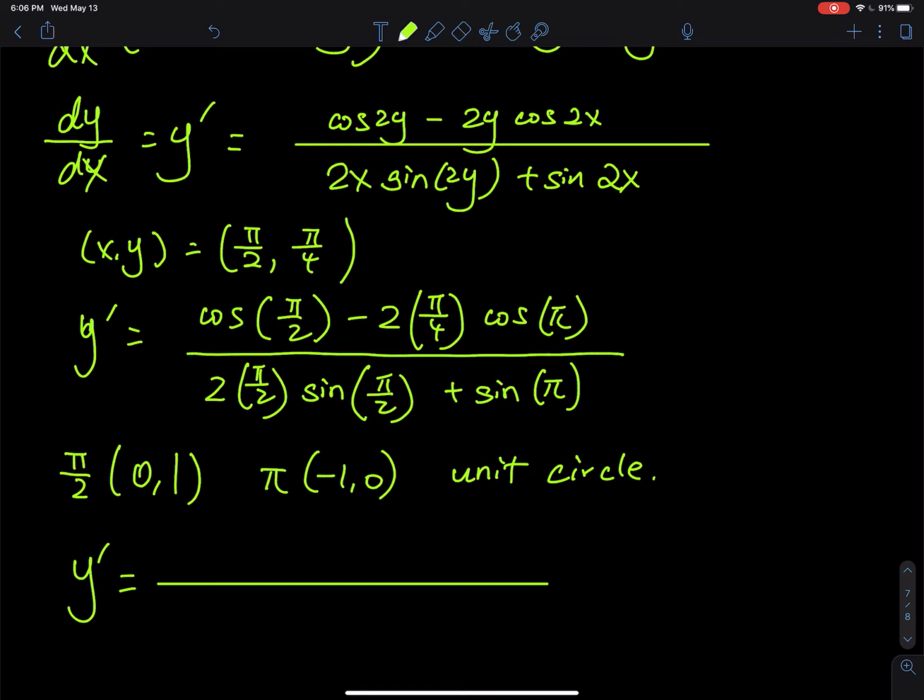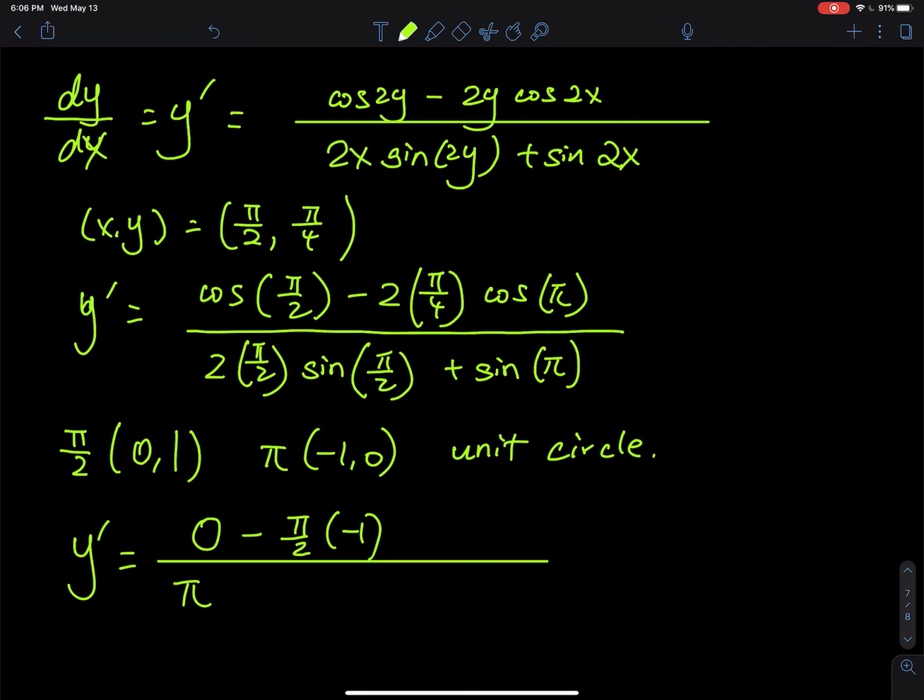Cosine refers to x, so we have a 0, minus 2 times pi over 4, which is pi over 2, and then cosine pi, which refers to x, so that is multiplied by negative 1, and then divided by pi, sine refers to y, so pi times 1, and then plus pi times y, which is 0. So overall, what do we have? We have pi over 2 divided by pi, which equals pi over 2 times the reciprocal of pi, which is 1 divided by pi. So the slope is equal to 1/2.